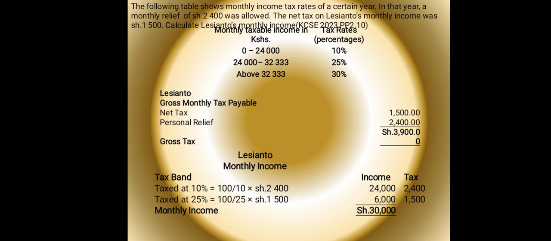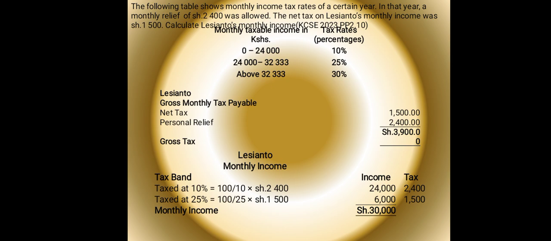The first band, he has to pay a tax of 2,400, and in that band, it means the income is 24,000. Now what is remaining of the tax after taking 2,400 is 1,500.